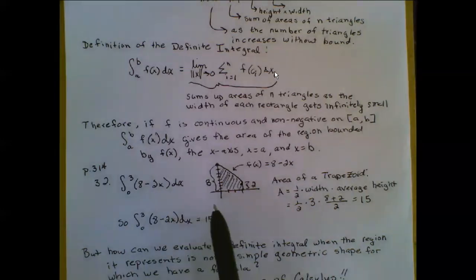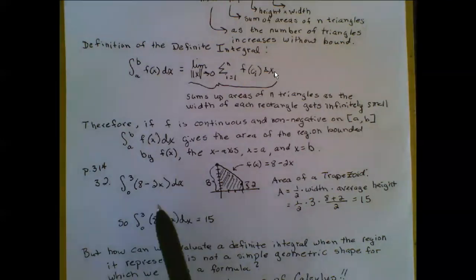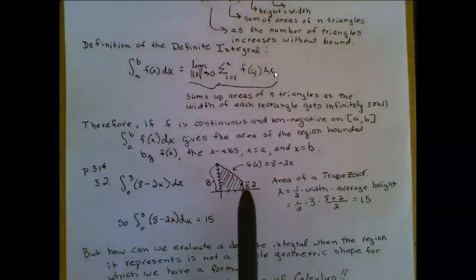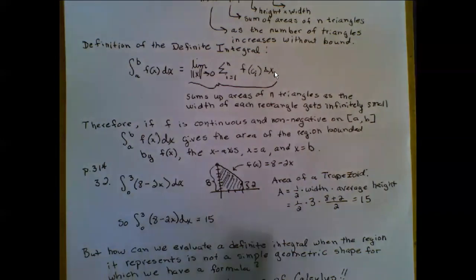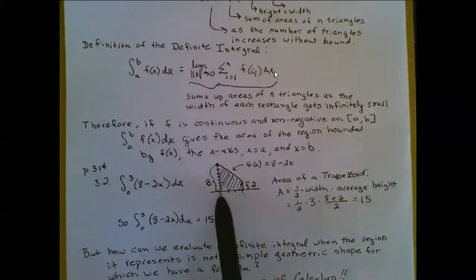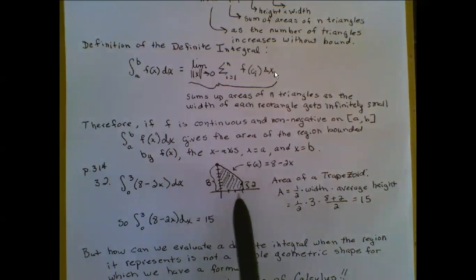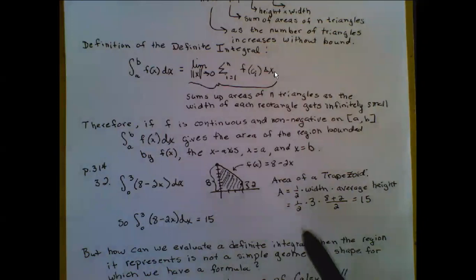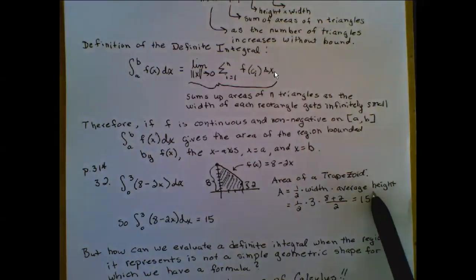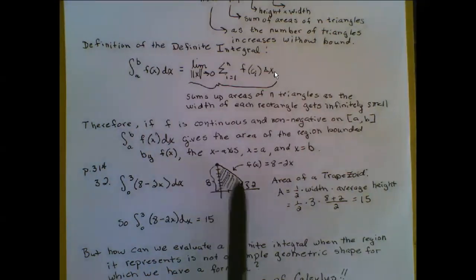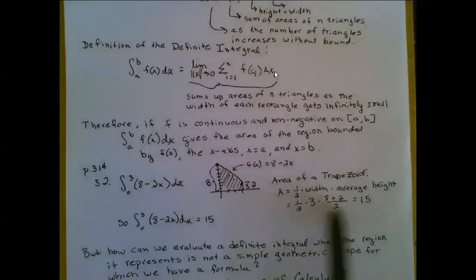This was a problem that we did as an example yesterday, and the only reason we could evaluate that definite integral is because when we graphed the function from 0 to 3 and shaded the region from x equals 0 to x equals 3, bounded by the function and the x-axis, that happened to be a trapezoid. And we know how to find the area of a trapezoid. It's 1/2 the width times the average height. The average height from here to here would be 5.